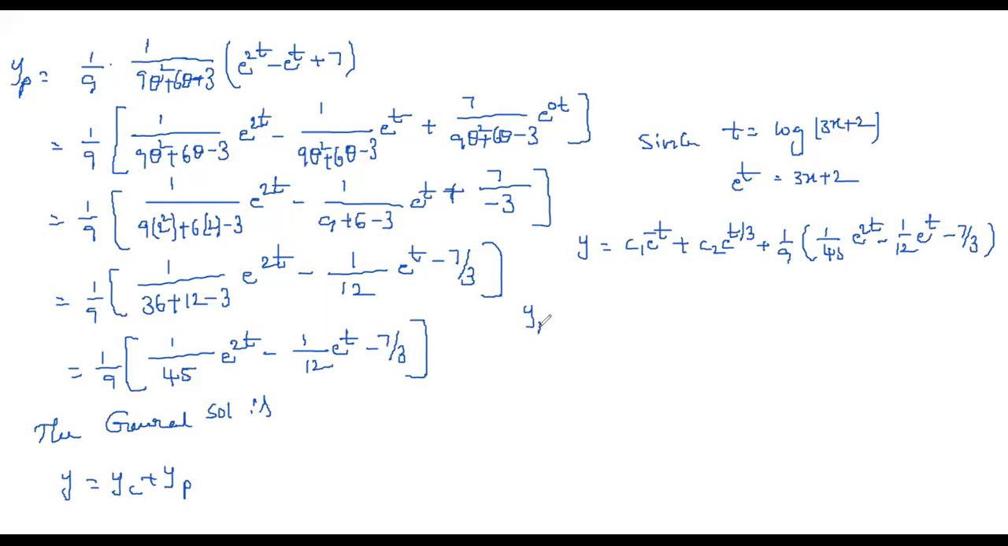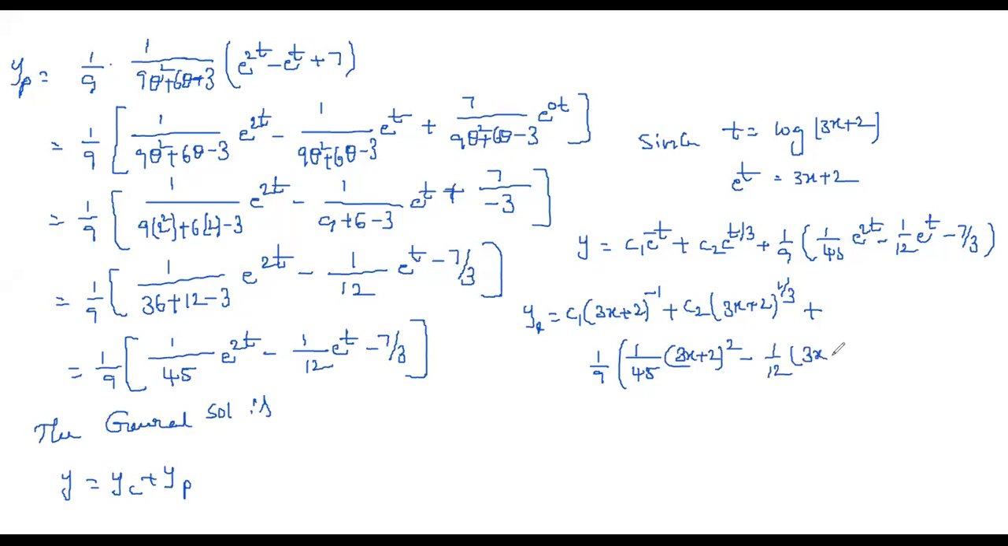So y is equal to c1 e power t whole power minus 1, that is 3x plus 2 whole power minus 1, plus c2 3x plus 2 whole power 1 by 3, plus 1 by 9 into 1 by 45 e power 2t, that is 3x plus 2 whole square, minus 1 by 12 into 3x plus 2, minus 7 by 3, where c1 and c2 are arbitrary constants.